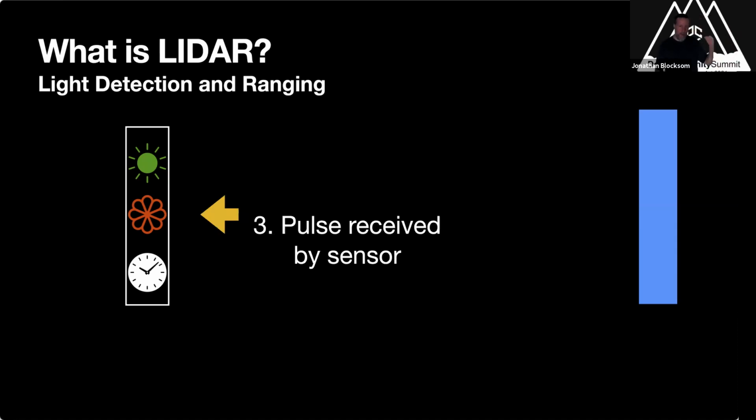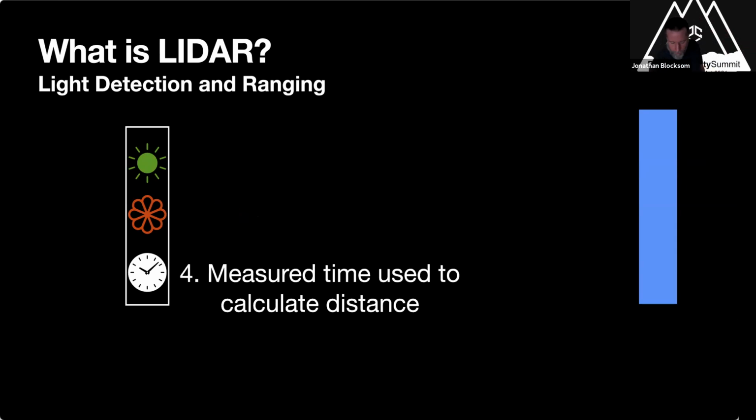And then that pulse is going to come back to a receiver that you have in the sensor. And the receiver usually is tuned to that wavelength. It's got a little notch filter, so only the wavelength of that laser comes in. And that's when you stop the stopwatch.